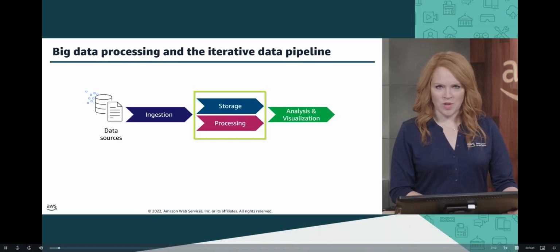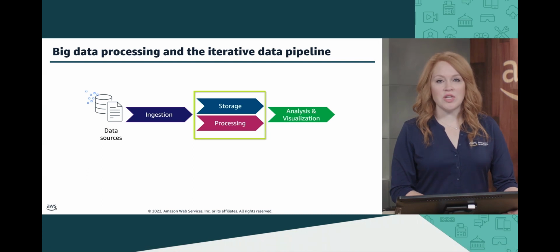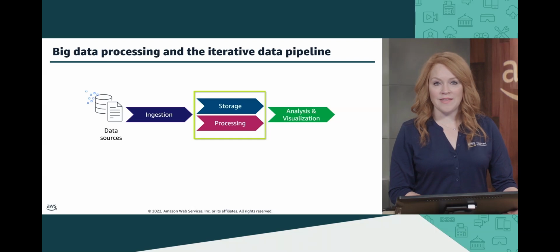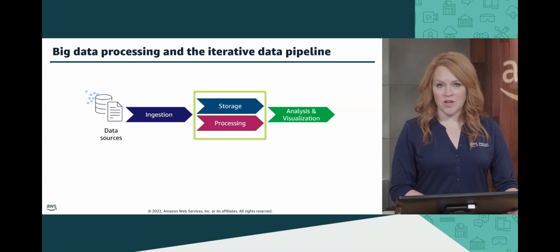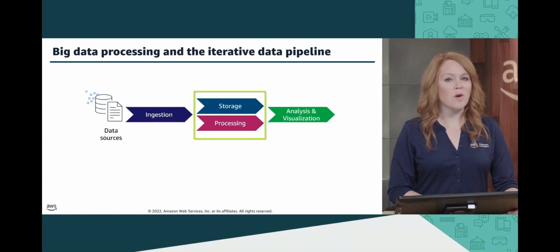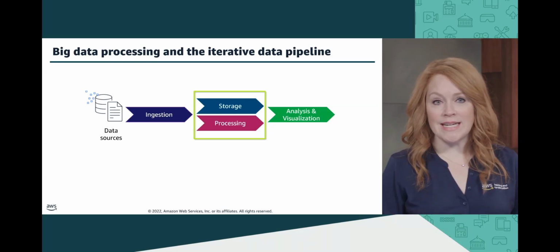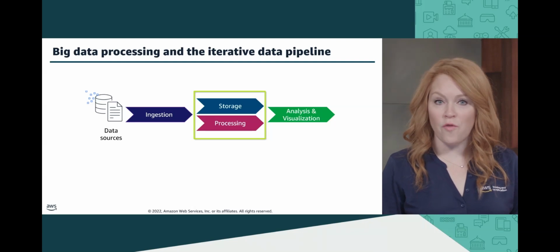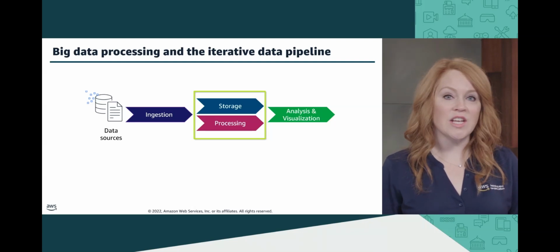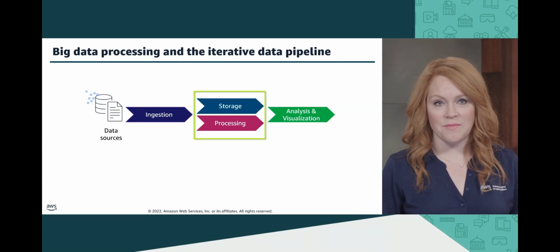This section introduces concepts for processing big data. Up to this point in the course, you have learned about the roles that ingestion and storage play in the pipeline. You also learned how closely related they are to the processing phase of the iterative data pipeline. Data frequently flows between the processing and storage elements. Raw data is ingested, stored, transformed, and processed. That data often returns to storage in a new format, and that formatted data is used for analysis and visualization.